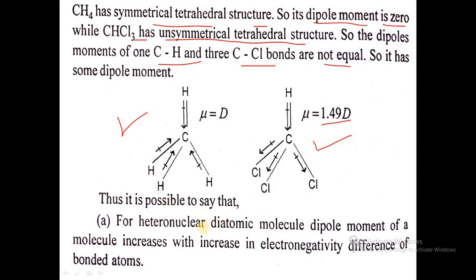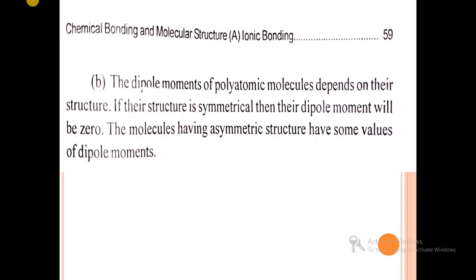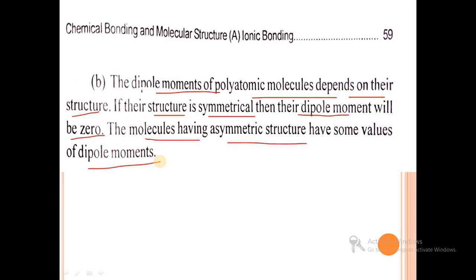So thus it is possible to say that in a heteronuclear diatomic molecule, dipole moment increases with increase in electronegativity difference between the two atoms which are bonded to each other. So overall dipole moment of a polyatomic molecule depends on its structure, that is geometry. If the structure is symmetrical, then the dipole moment will be almost 0. A molecule having asymmetric structure has some value of dipole moment. So this is about the applications of dipole moment.